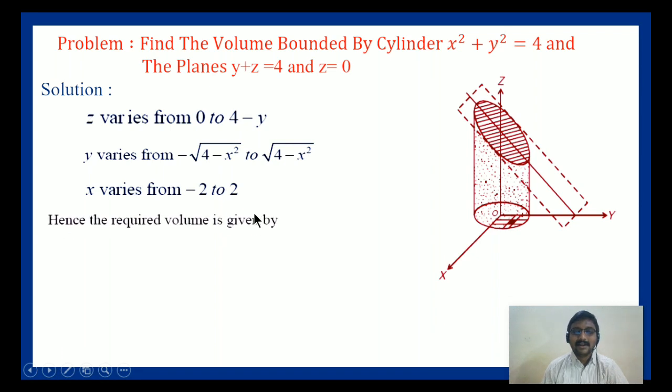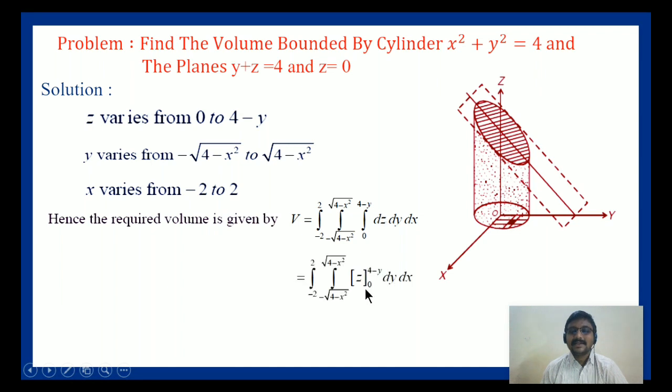So hence the required volume is given by V equal to the triple integral dz dy dx. Just replacing the z, y, x limits. But what is the integration of 1 with respect to z? Z.